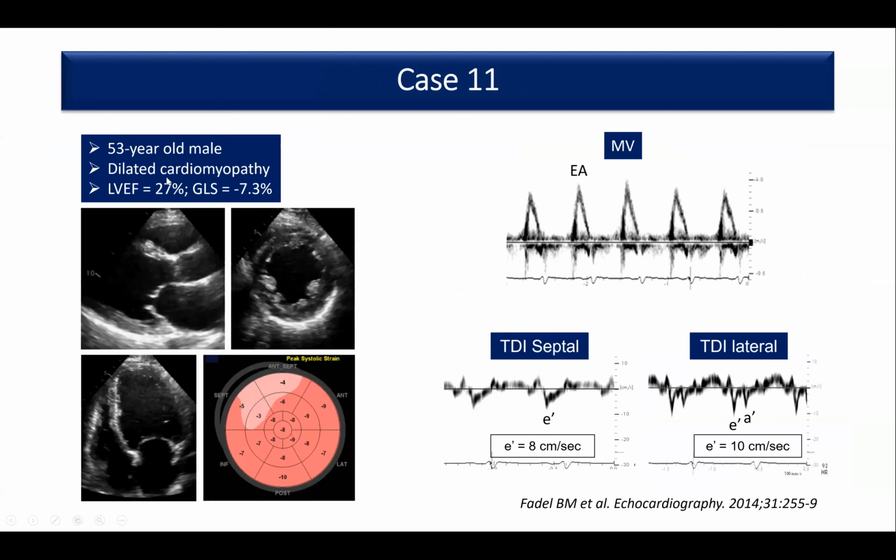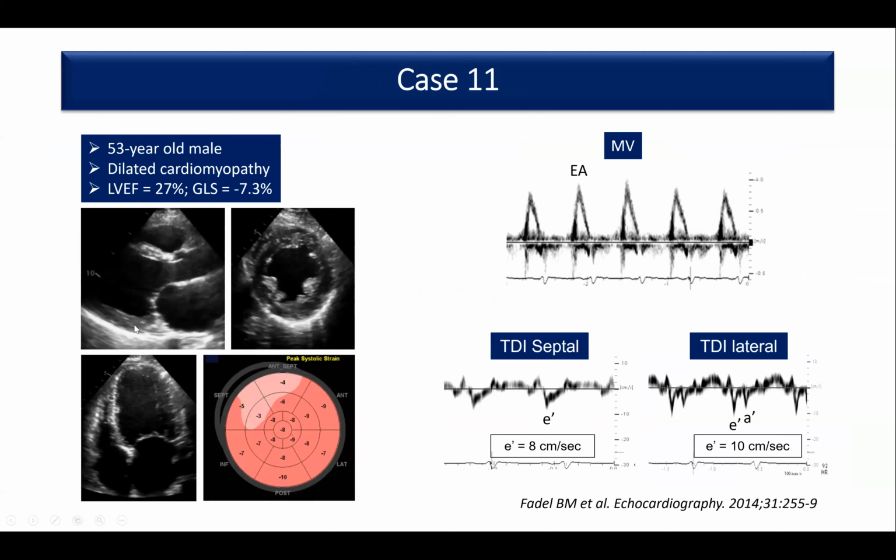Okay, another patient here, 53-year-old, dilated cardiomyopathy, ejection fraction 27%, GLS minus 7.3, and you can see again significant LV dysfunction. Again, the heart rate, as you can see, is rapid in this patient, and you have fusion of the E and A. Heart rate here is above 100, and the E and A are fused. There's an E prime in the septal, I don't see an A prime. In the lateral, you can see E prime and A prime, 8 and 10 centimeters per second. But here, this is fused. The E prime here is not too bad.